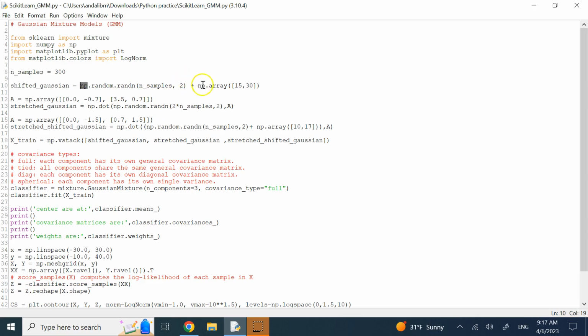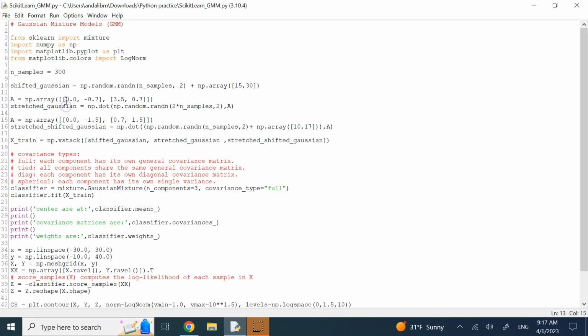And then to all of them, I add a center. So instead of being centered at the origin, I center it at 15 and 30. So I add this constant vector to all of the rows. So this is the shifted Gaussian. The next one is a stretched Gaussian. So again, I create my data like the last time, right? But here I would rotate this.